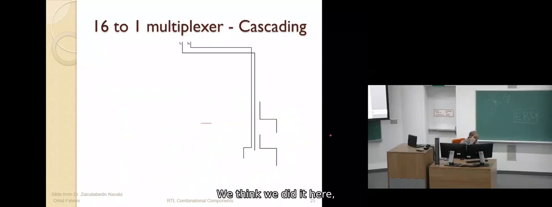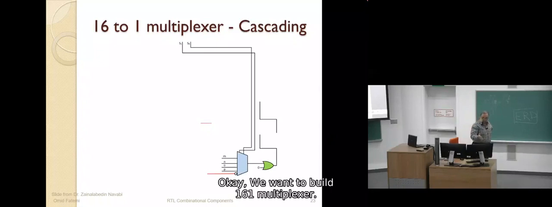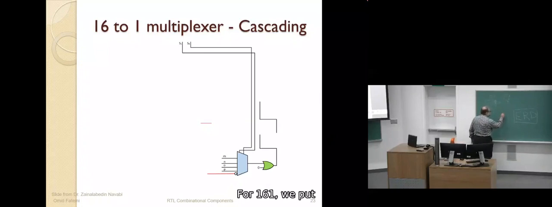Here we did it with a multiplexer without enable. Now we have enable. Let's see how we could do this using that. The first thing is that we put four multiplexers. We want to build a 16-to-1 multiplexer. For 16-to-1, we put four multiplexers, each one has four inputs. So we built our 16 inputs here. Now we have to think about the output. What should we do here?